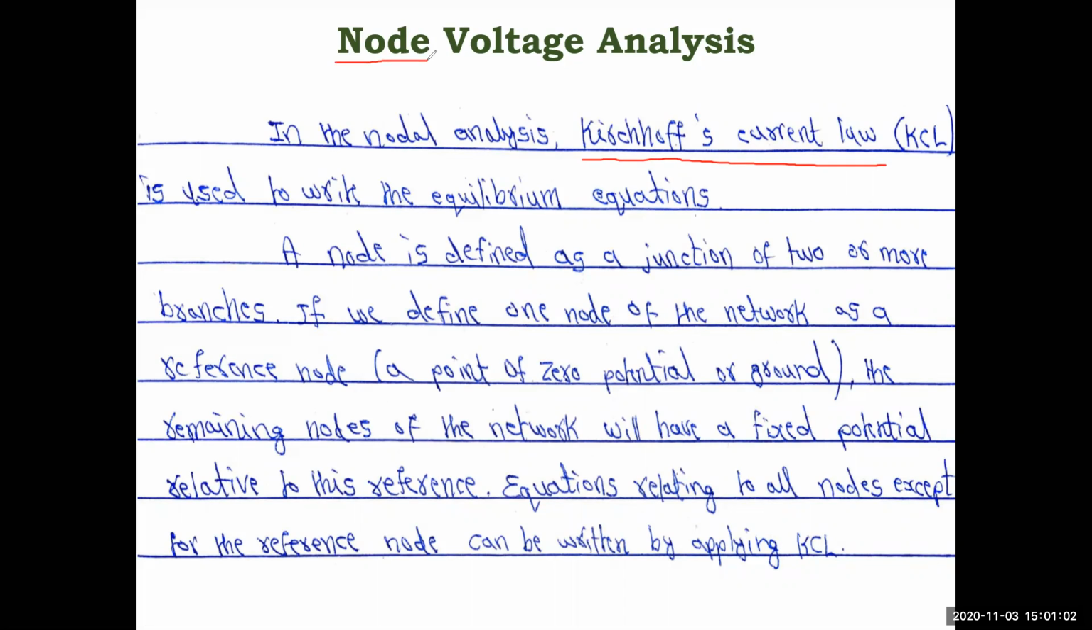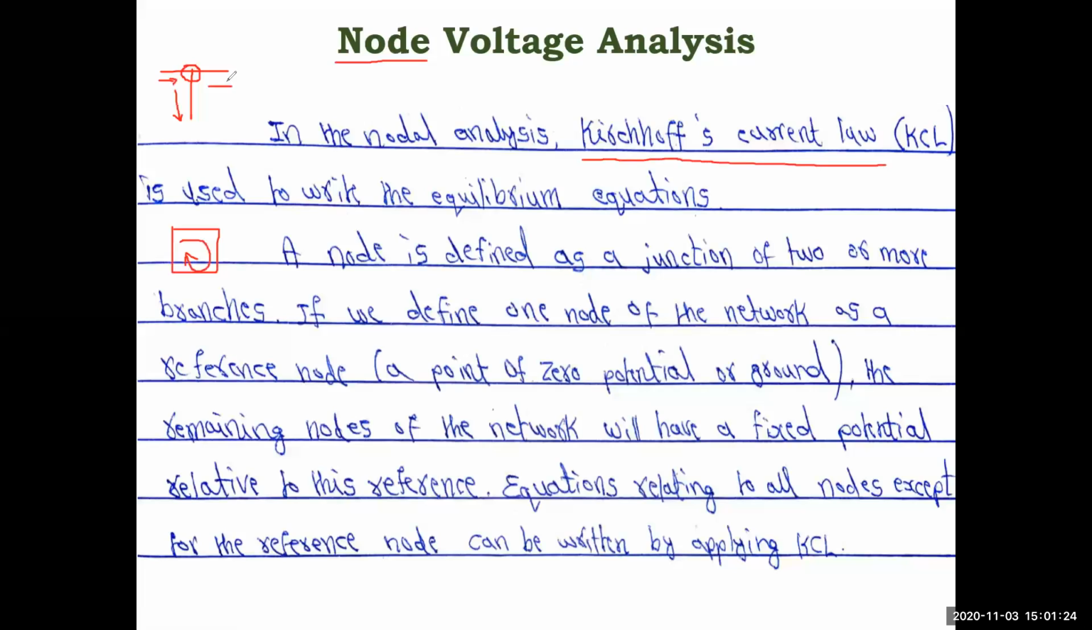Where earlier you had mesh. Mesh means one closed circuit, so you apply Kirchhoff's voltage law. Whereas now, a node means what? It is a junction. If you have two or more branches meeting, this is called a node. When a node is there, there will be currents entering this node and currents leaving this node. So here the suitable law is Kirchhoff's current law.